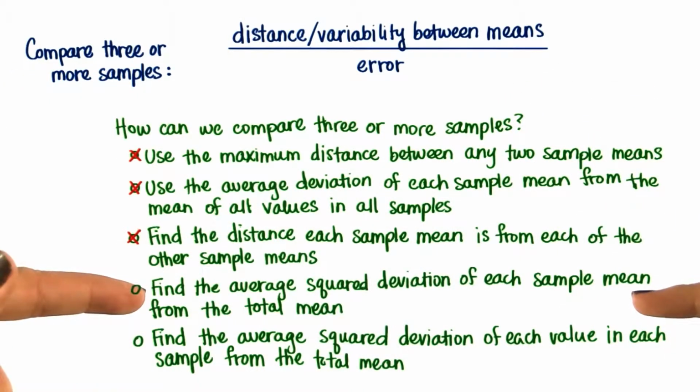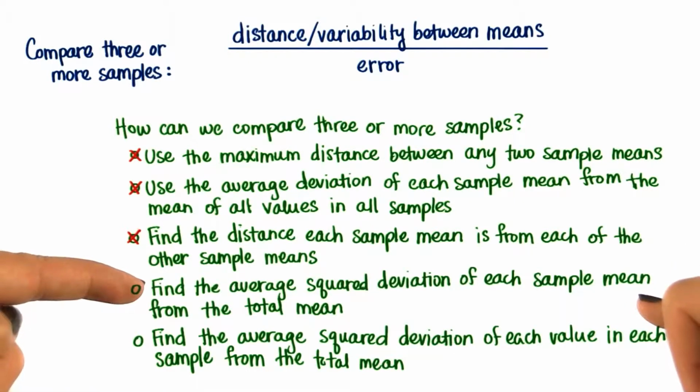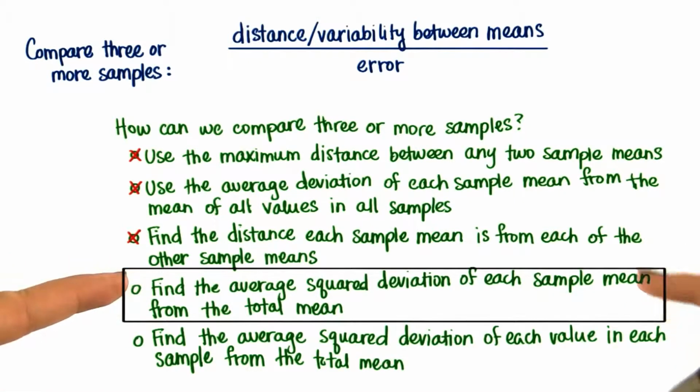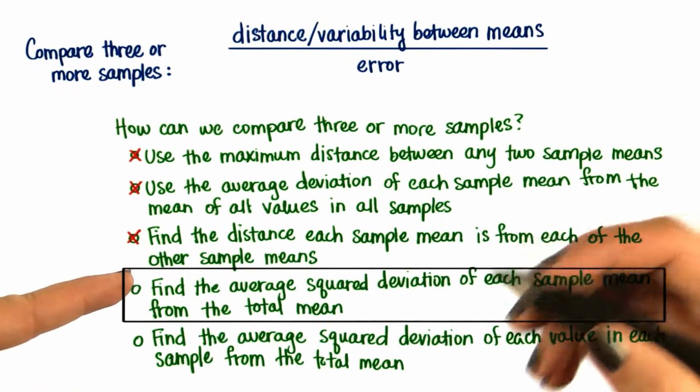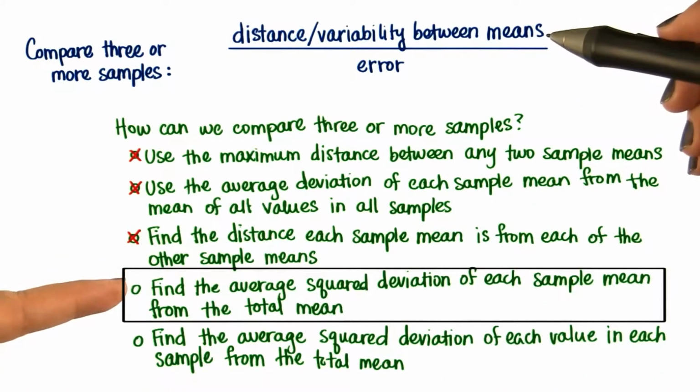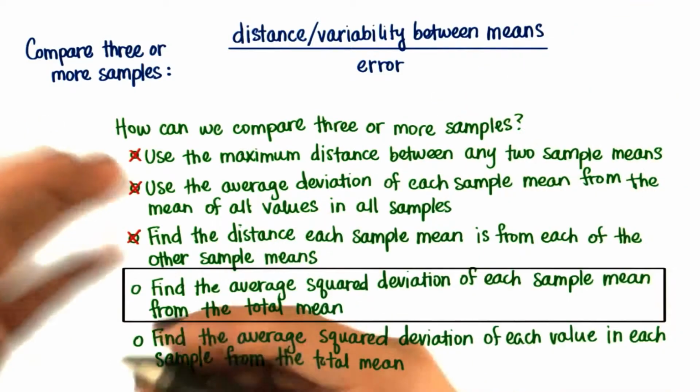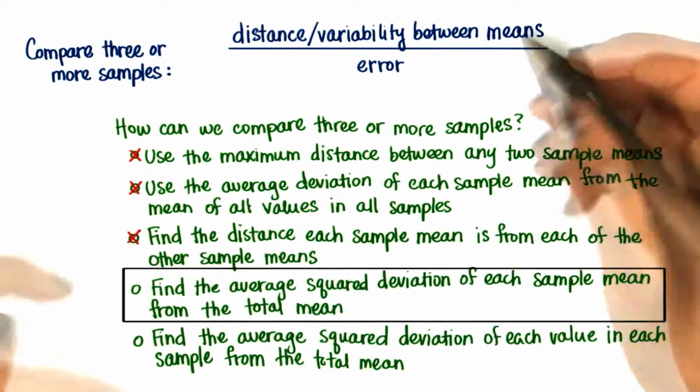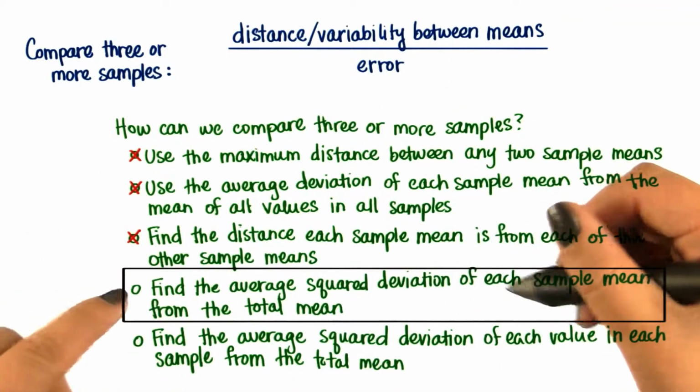We've reached our answer. Find the average squared deviation of each sample mean from the total mean. Since we're only concerned with the variability between means, for now we're not concerned with the variability between each sample. We're only looking at the mean of each sample.